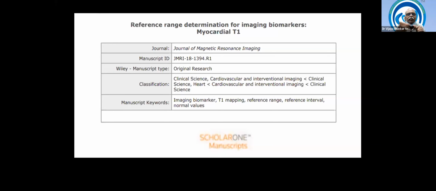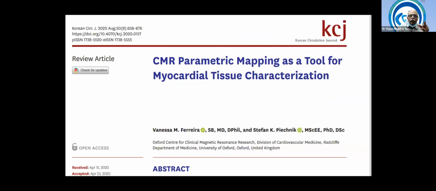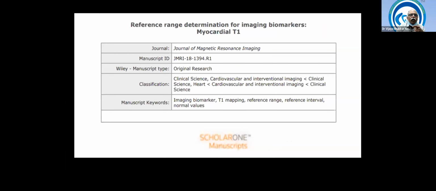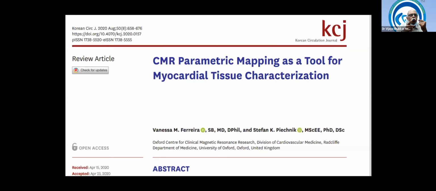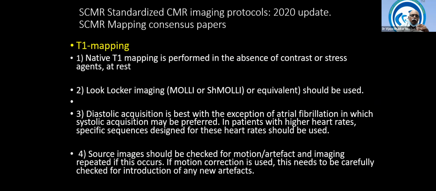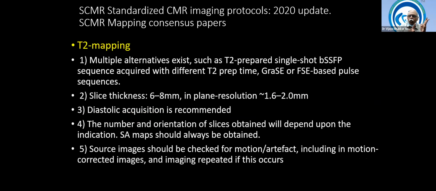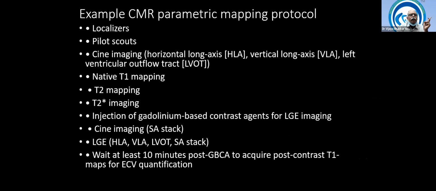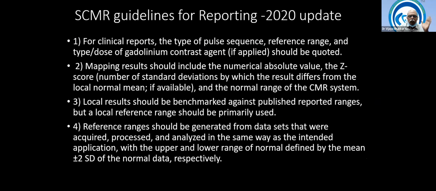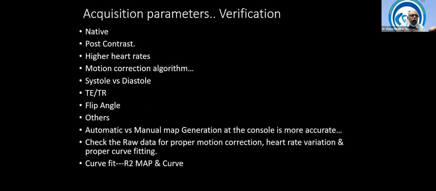And for your reference, this is the article on imaging biomarkers by Higgins et al., also in 2019. And then one review article in Korean Circulation by Vanessa et al. Good article. Let's go through this article. Very useful. So after this, I would suggest you go and read the 2017 and 2020 consensus statements and the updated mapping techniques by SCMR. Follow all those guidelines. I will not go into much detail now because of lack of time.